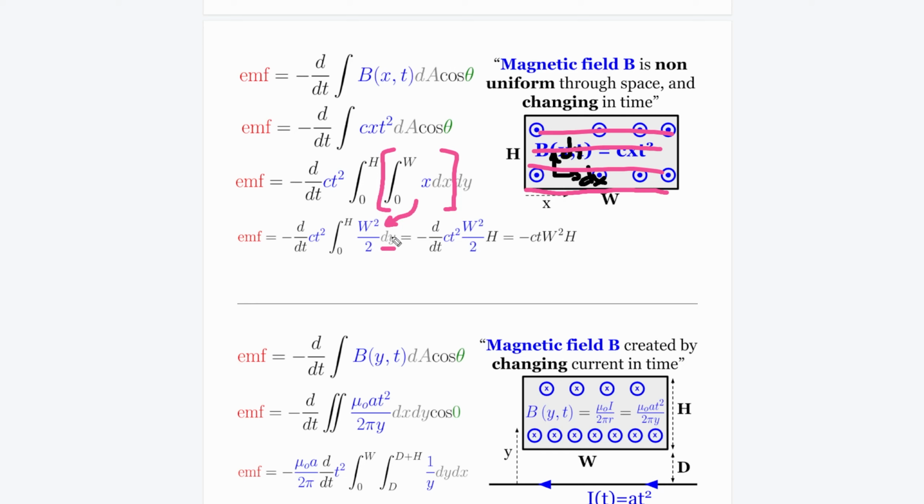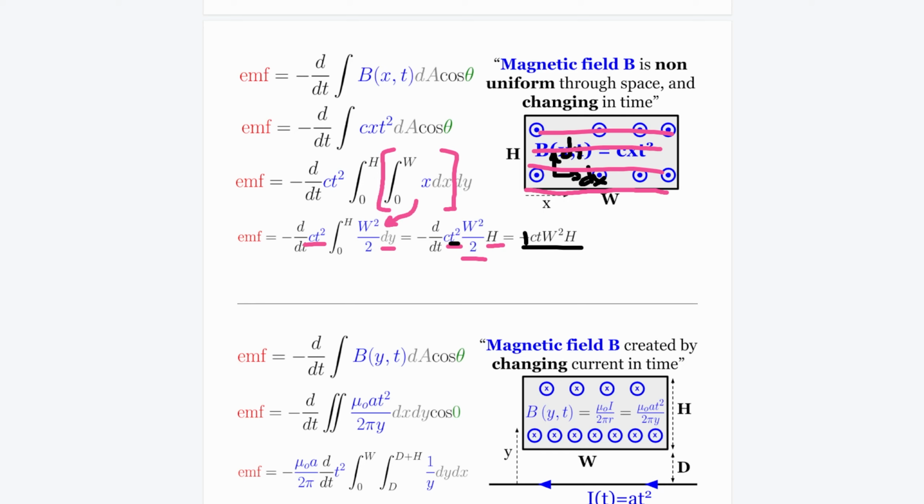Integral of dy is just y. From 0 to h just gives you an h. You get your w squared over 2. You still had your ct squared weight now here, and now your derivative acts. Your derivative is like, hey, anybody depend on time? Well, the only thing that depends on time is t squared. So you get a 2. That'll cancel with this 2, and you end up getting this as your EMF.